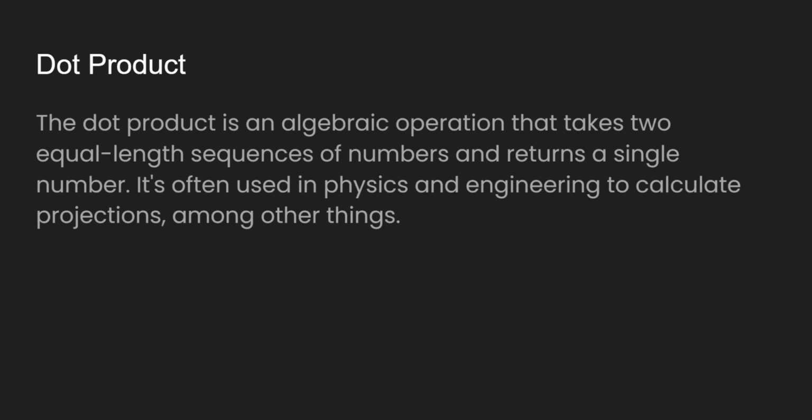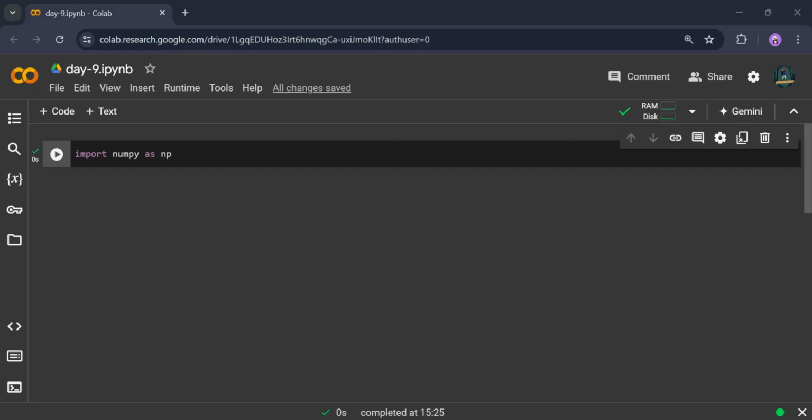First, let's talk about the dot product. The dot product is an algebraic operation that takes two equal-length sequences of numbers and returns a single number. It's often used in physics and engineering to calculate projections, among other things. First, let's import the NumPy library. This library helps us perform mathematical operations efficiently.